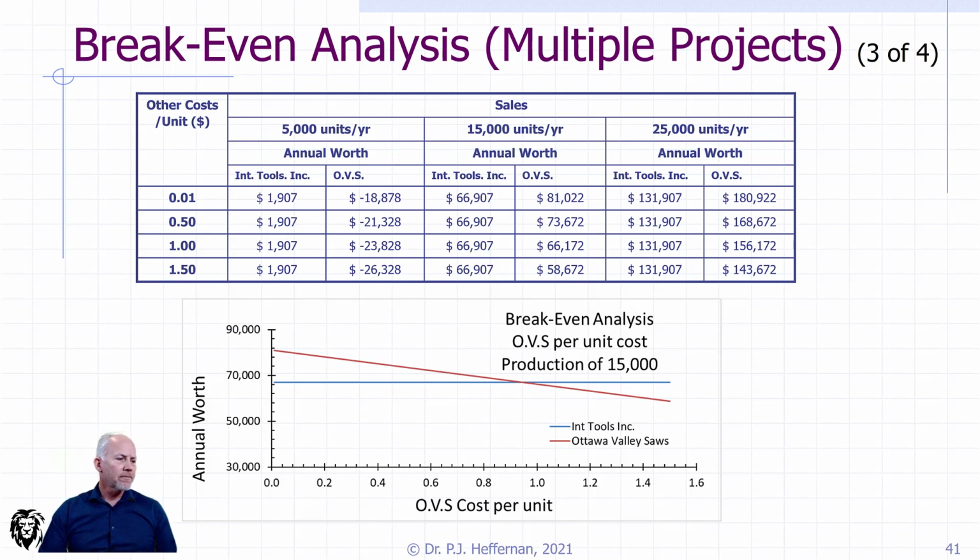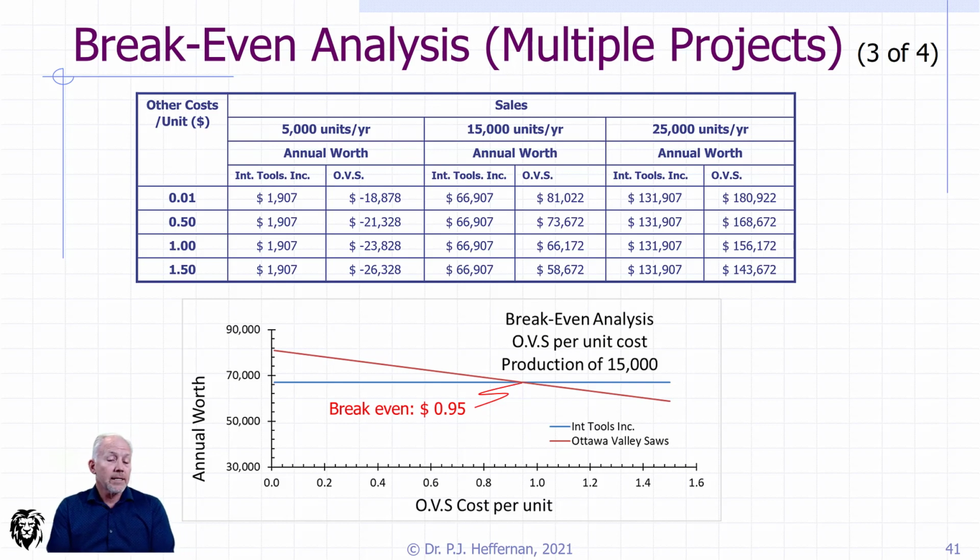In the graph, what we're showing is one of those scenarios. I've chosen the 15,000 units per year because that's our really expected production level, and we've graphed it out. International Tools, of course, is a horizontal line because it's constant. And we see that the annual worth for the Ottawa Valley Saws, as you would expect, goes down as the per unit cost goes up. It's heading off there, and we have a break-even point of 95 cents per unit.